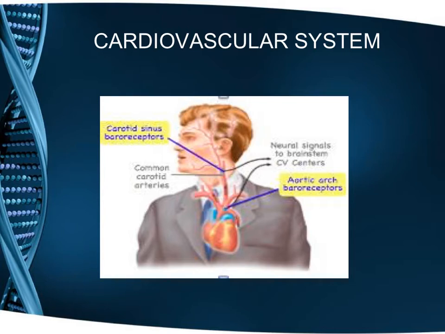Baroreceptors located in the carotid sinus and aortic arch respond to the degree of stretch of the vessel wall. The brain, through the autonomic nervous system, can then stimulate fluid retention if these receptors detect hypovolemia. This is done through sympathetic response, causing vasoconstriction of the smooth muscle of the vessel walls.